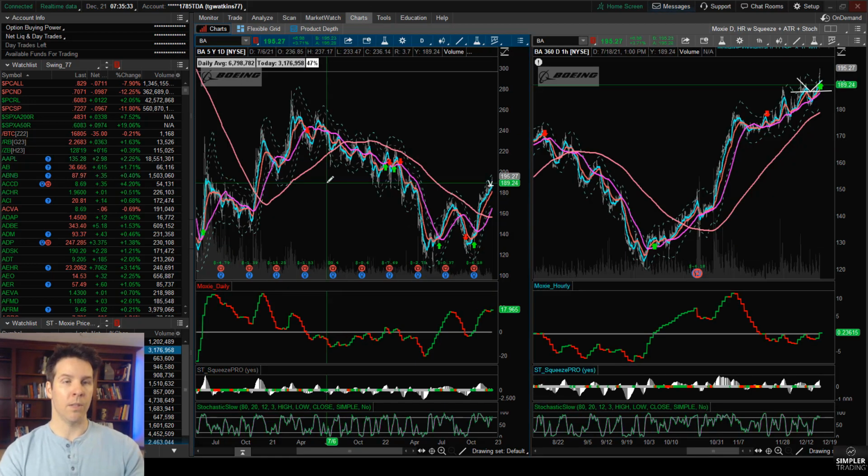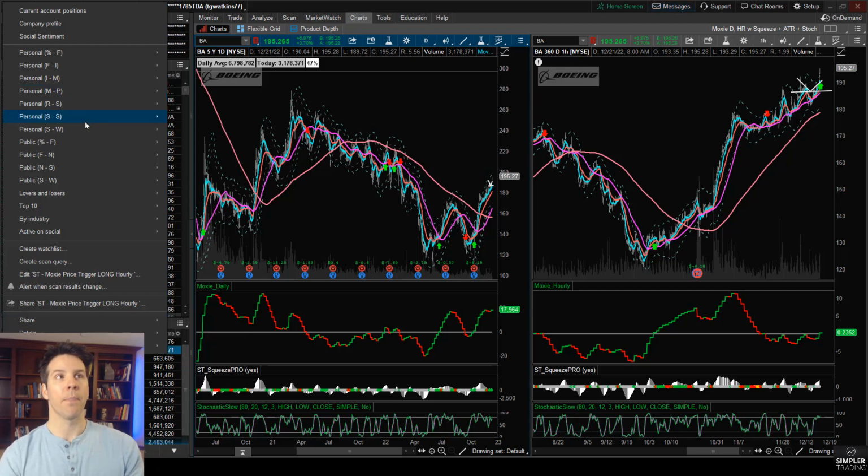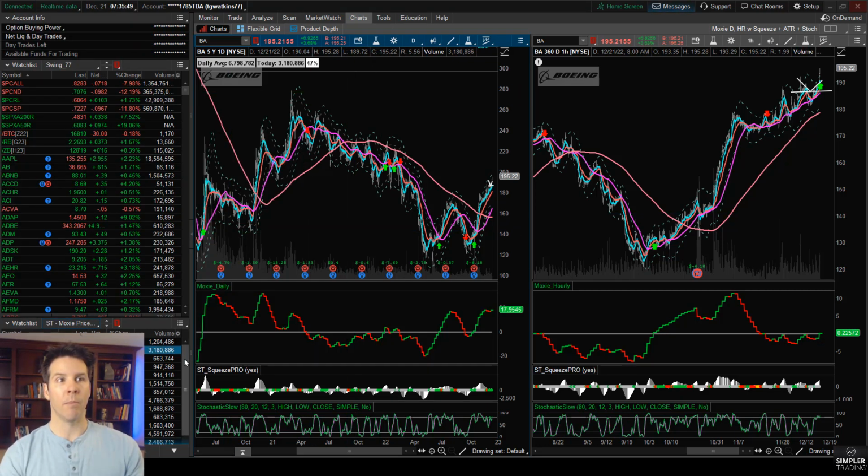Or on Thinkorswim, you can actually go and turn that scan into a watch list, and it will automatically populate. So you come over here, go over to your personal ones, and just click whichever one you want. I just did the Moxie Price Trigger long scan, and it automatically populates here.